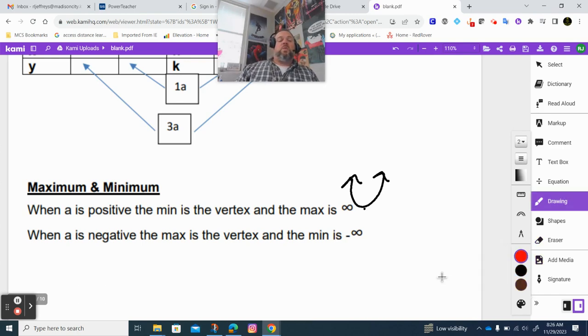Now, when a is negative, it's a frowny face. That would make sense, right? Frown is negative. That would mean our vertex is the max and our min is negative infinity. That means it goes on negatively forever. Lots of definitions first thing this morning. A lot of y'all are like, okay, what does all this mean? Right? Yes.